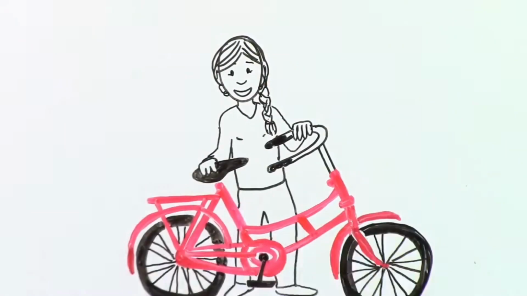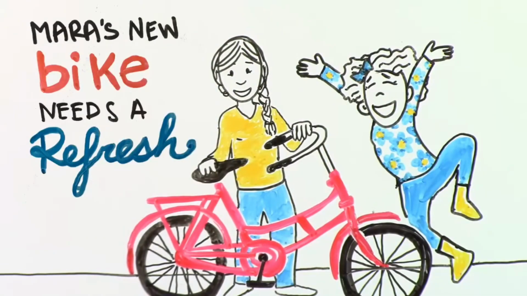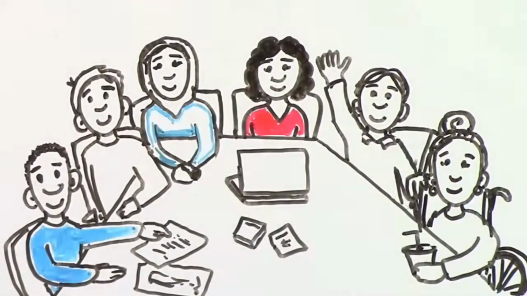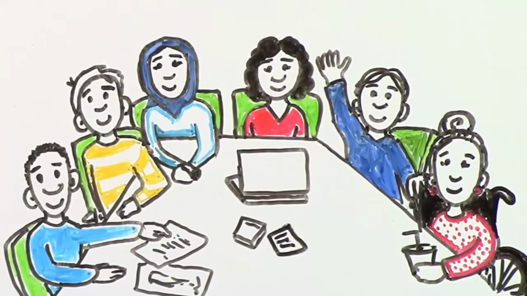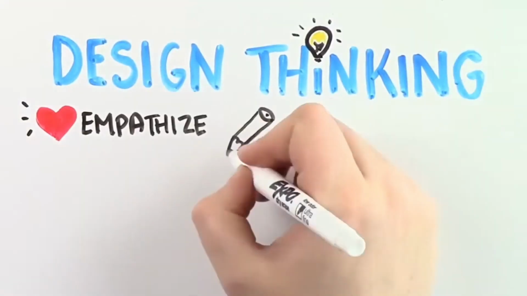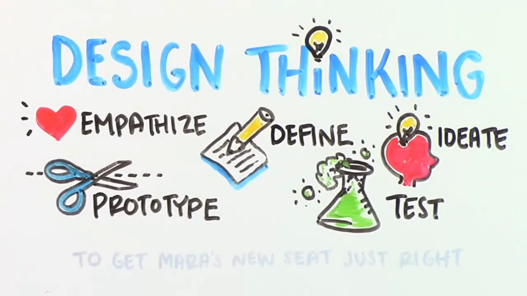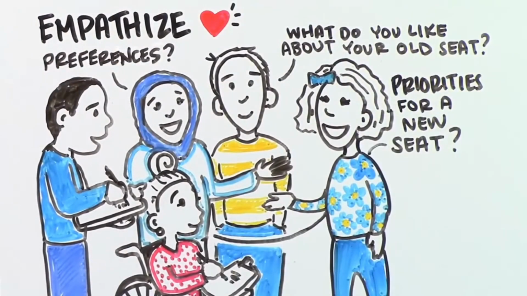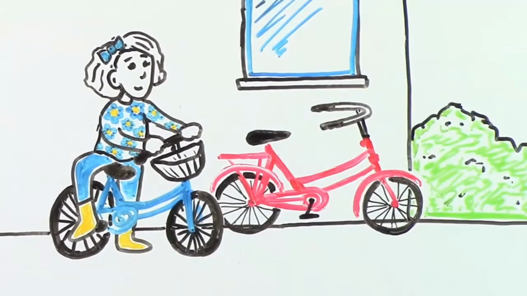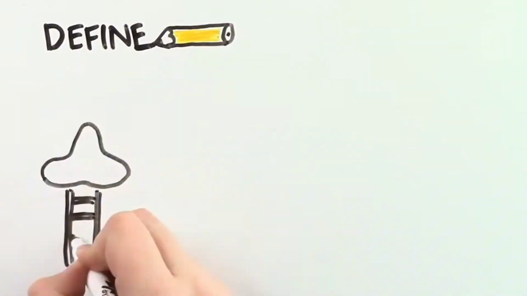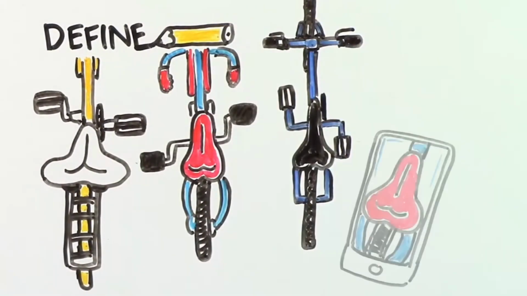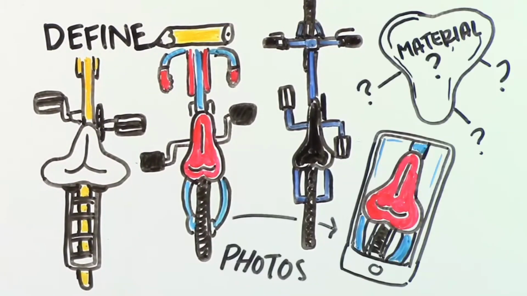Sarah's giving her used bike to her younger sister, Mora, but it needs a new seat because it was chewed by their puppy. A group of their friends from school decided to look at this using design thinking skills: empathize, define, ideate, prototype, and test. To empathize, they asked Mora different questions and they watched her get on and off a bike. To define, they looked into different types of bicycle seat designs. They took photos and they looked into different materials.